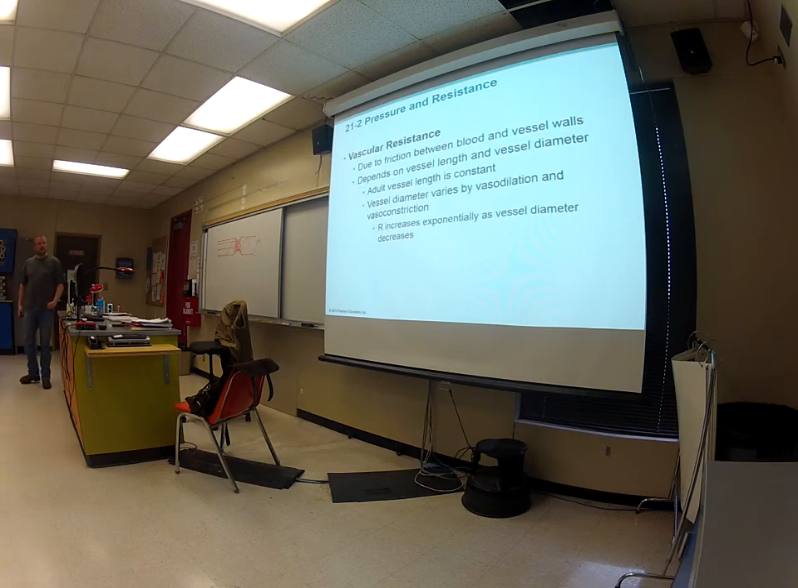Vascular resistance is due to friction between blood and vessel wall. It depends on the vessel length and the vessel diameter, which we just talked about. Big diameter, less resistance. Small diameter, greater resistance. Adult vessel length is constant. That means we don't have a lot of new vessels. We can grow some new ones, but they're set. Vessel diameter varies by vasodilation and vasoconstriction. Resistance increases exponentially as vessel diameter decreases.